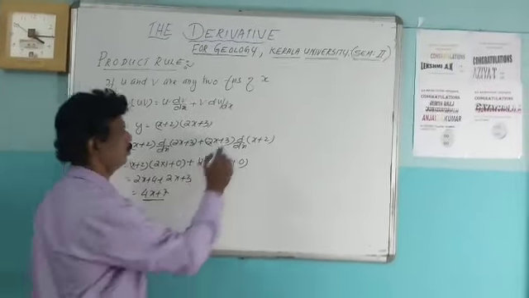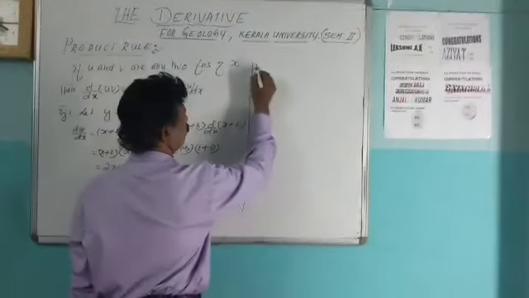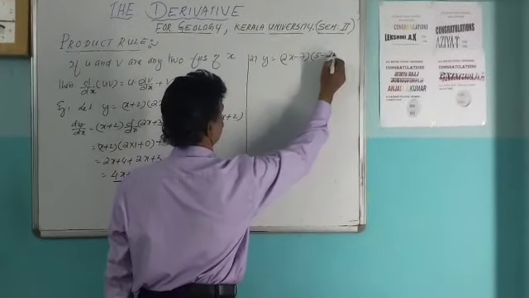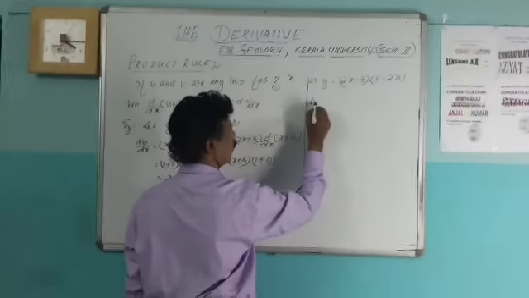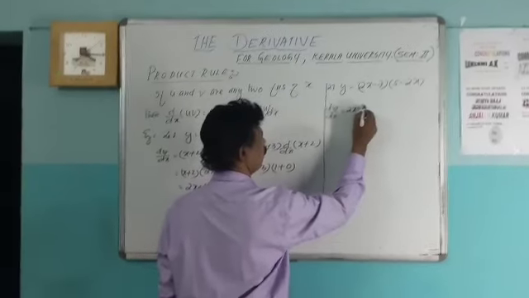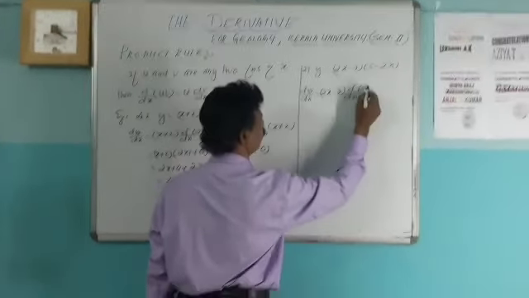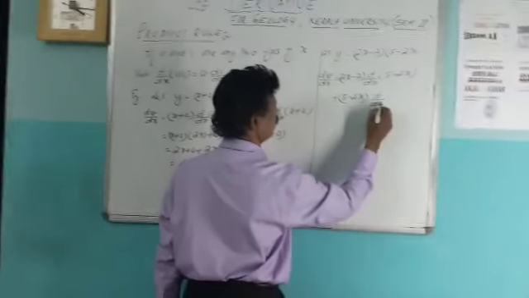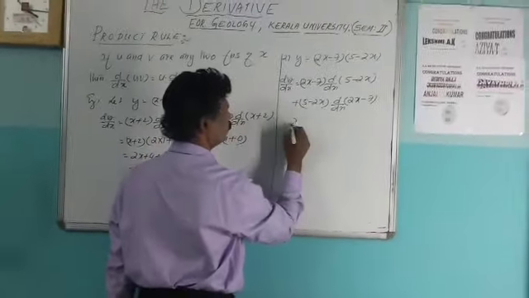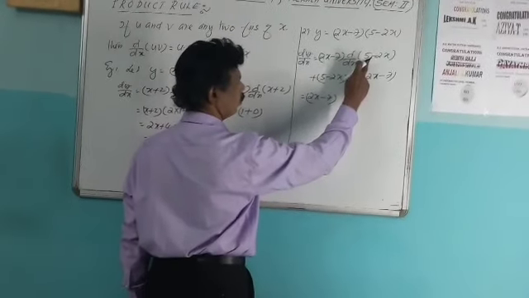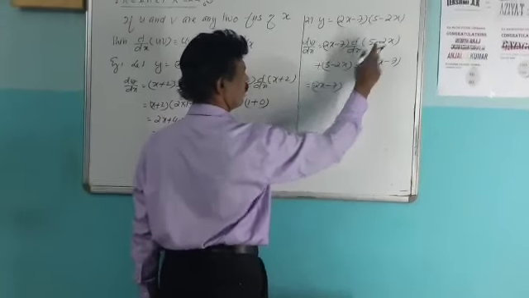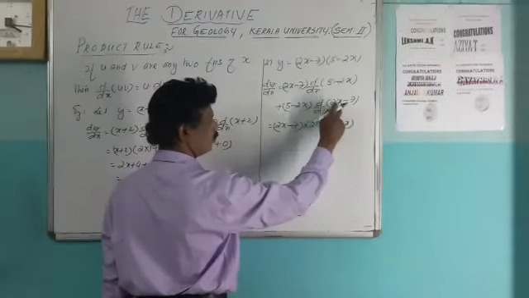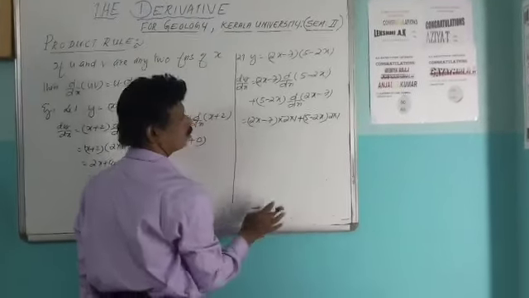Read the next question. y equal to 2x minus 7 into 5 minus 2x. Here also we have to apply product rule. First dy by dx equal to first function 2x minus 7 into derivative of second function 5 minus 2x, plus second function 5 minus 2x into derivative of first d by dx of 2x minus 7. That is 2x minus 7 into derivative of 5, it is a constant, that derivative is 0, minus 2 into derivative of x 1, minus 2 into 1, plus 5 minus 2x into derivative of 2x, 2 into derivative of x 1, derivative of the constant 0.